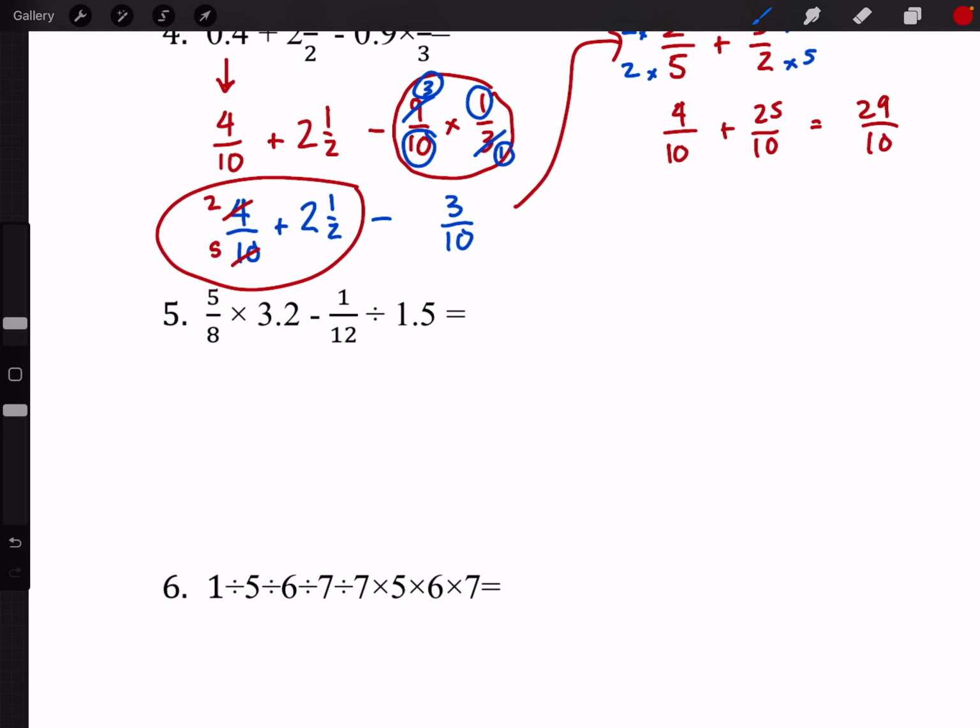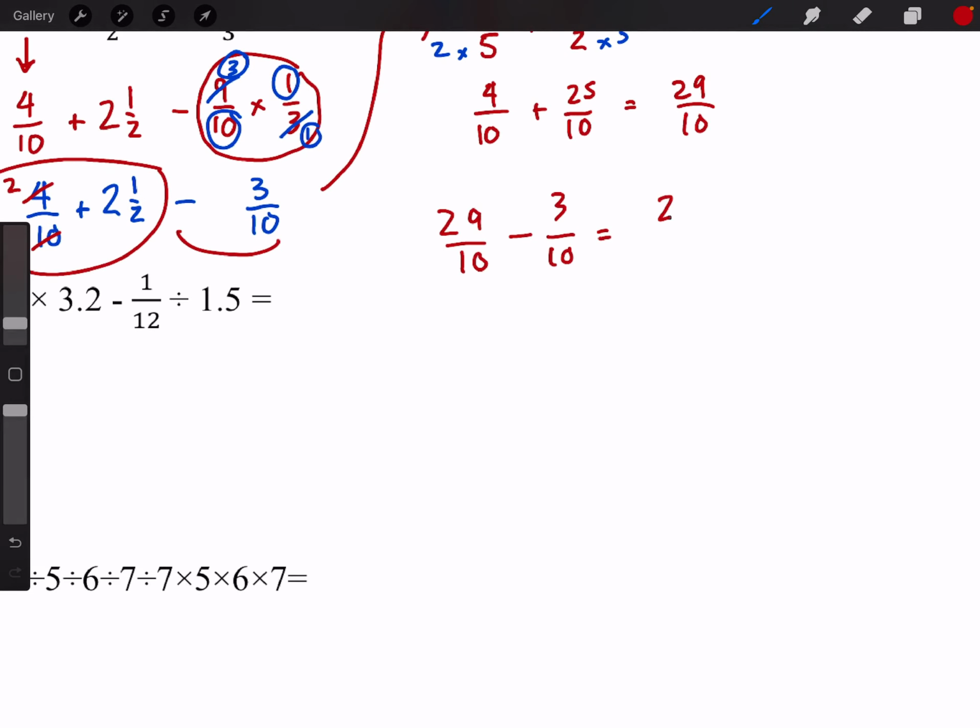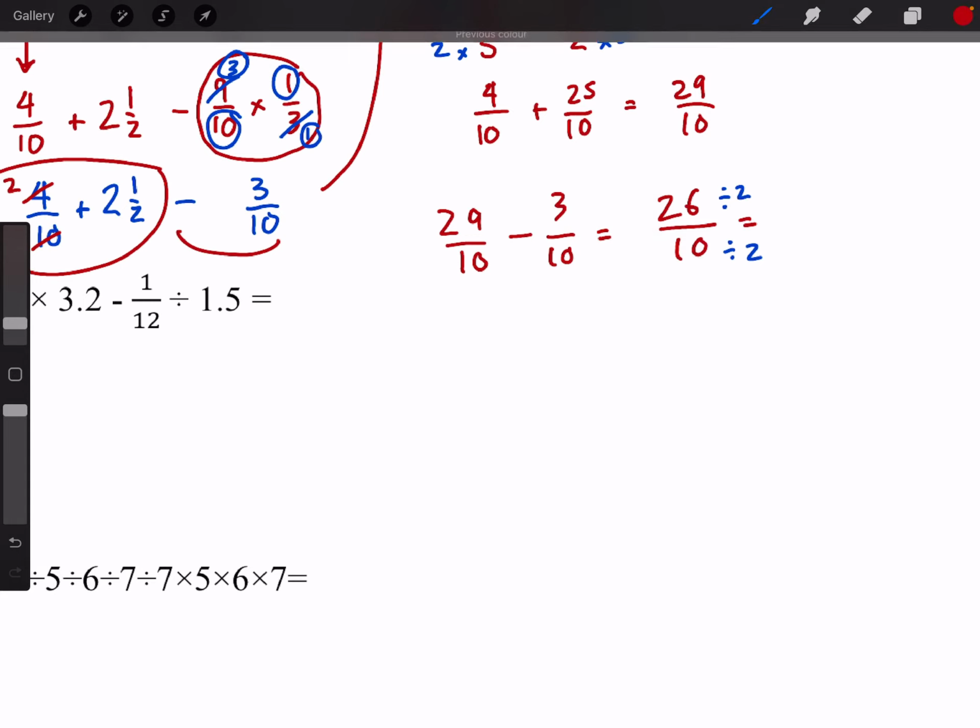So it looks something like this. You've got 29 over 10, and then minus 3 over 10. Because they already have the same denominator, we just subtract. We get 26 over 10. And we can simplify that. We divide top and bottom by 2, and we're going to get 13 over 5.